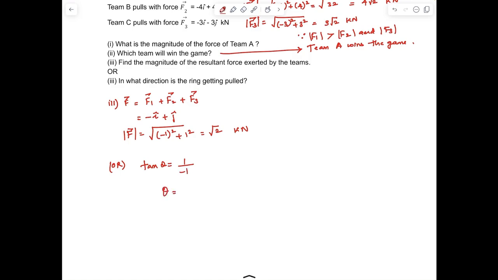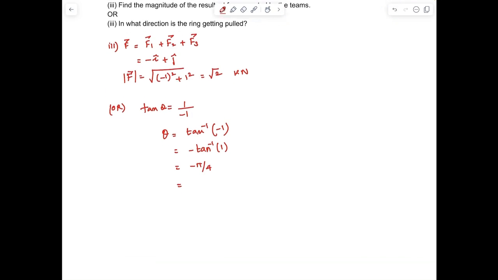The direction angle theta is given by tan inverse of minus 1, which is minus tan inverse of 1, that is minus pi by 4. We must give the angle as a positive quantity. So pi minus pi by 4 gives 3 pi by 4. That is, the ring is pulled in the positive direction of x-axis.